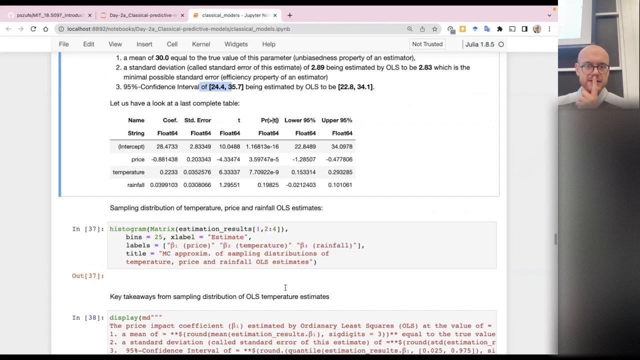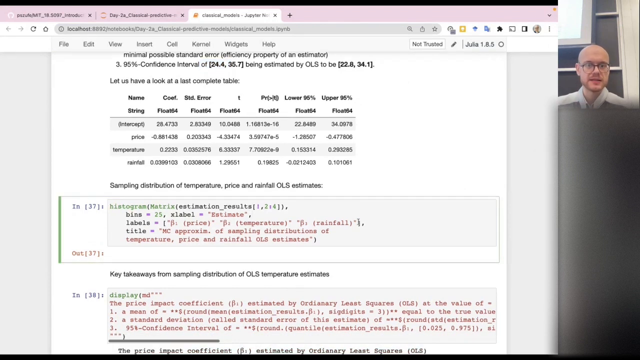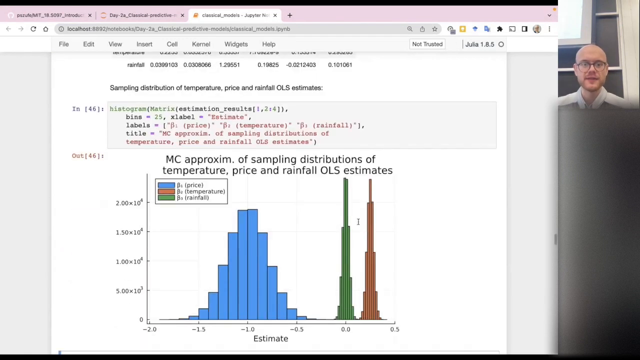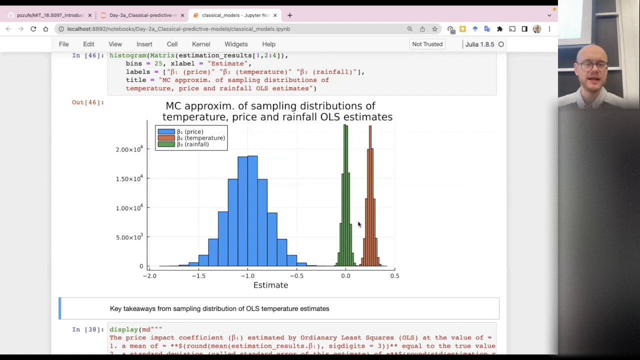Okay, so let's now move to the remaining coefficients. We can see, for example, the beta 0 sampling distribution. We know the true value is -1, and indeed this sampling distribution has the expected value of -1. It's centered around -1. So this demonstrates the unbiasedness property.